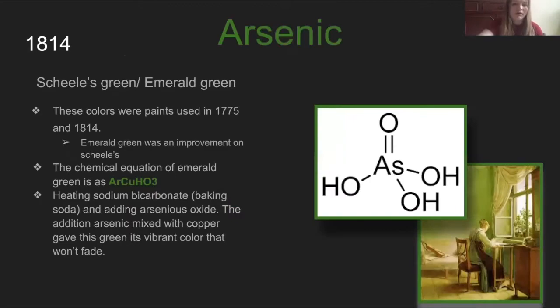Moving on further along, we have arsenic. Arsenic was used in green paintings and color. Scheele's green was made in 1775, and in 1814, Emerald green was made. It was basically a dye from Scheele's green, but it was a little bit more toxic and it held its green longer.